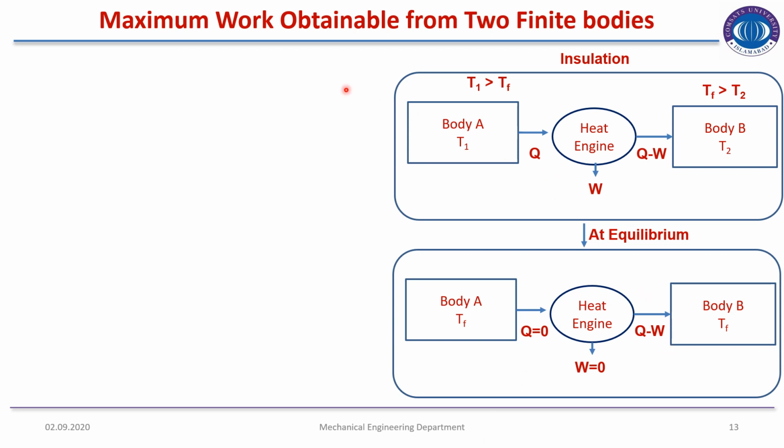Now we will calculate maximum work obtainable from two finite bodies. In the upper figure, on the left hand side is body A at temperature T1, and on the right hand side is body B at temperature T2. As these bodies are not thermal energy reservoirs, after some time their temperature will change because heat is flowing out of body A. The initial temperature of body A is T1, and as heat flows out of body 1, some of that heat is converted into work, and the rest of that energy enters body B, which is at a lower temperature T2.